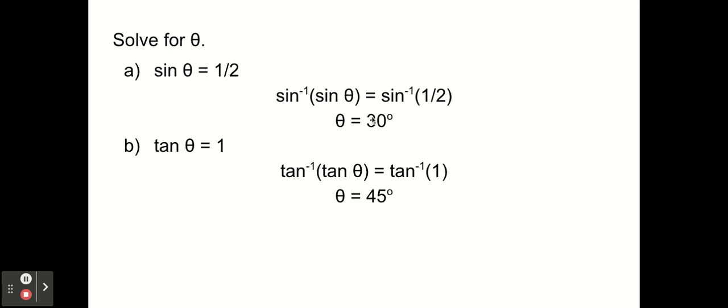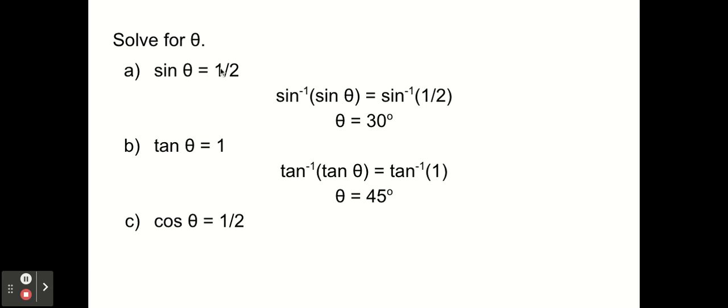And these are our special triangles, so we should know these angles already. This comes from 45, 45, right? X divided by x, that would be 1. So that's why it's 45. All right, and then our last one, again, cosine of theta equals a half is our special triangle.